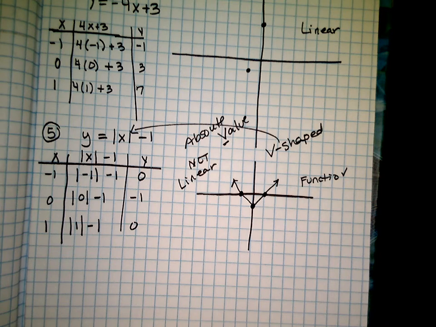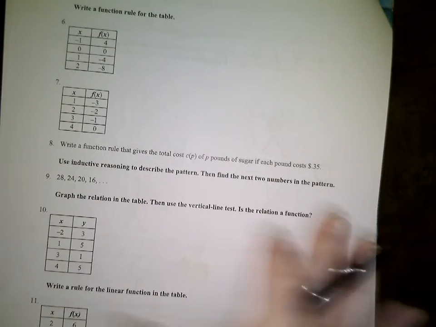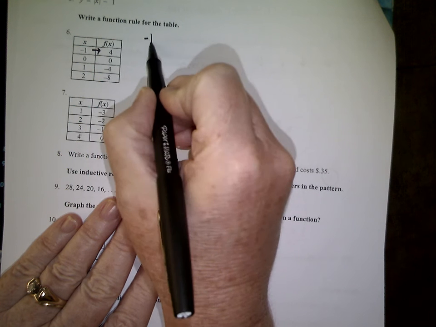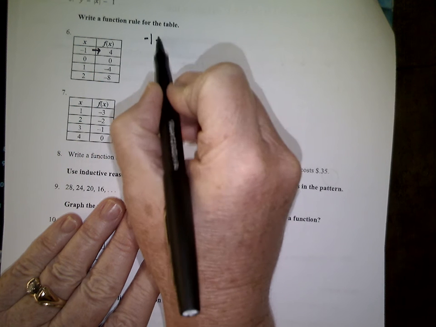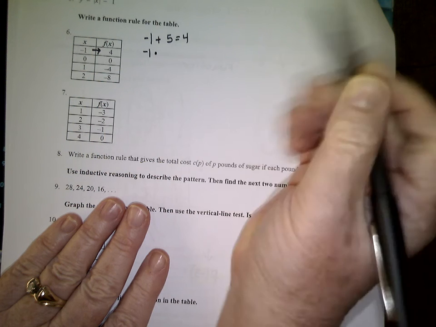Okay. Back to the handout. The next one's not on graph paper. Number 6 says, write a function rule for the table. You have to ask yourself, if I start with negative 1, how can I end up with 4? I could add 5. Or what else could I do? What can I multiply by?